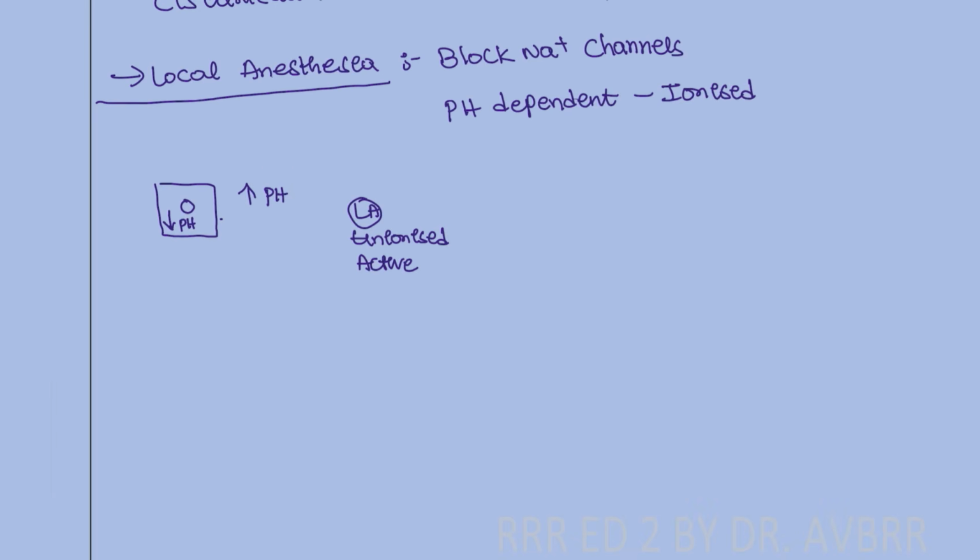This unionized form will enter into the cell, and once it has entered, it will modify itself and act inside the cell. That is how the effect will be seen. Once it is blocking the sodium channel with the help of pH, it will enter into the cell, and once the pH is lowered, it will show its action. That is the important point about local anesthetics.